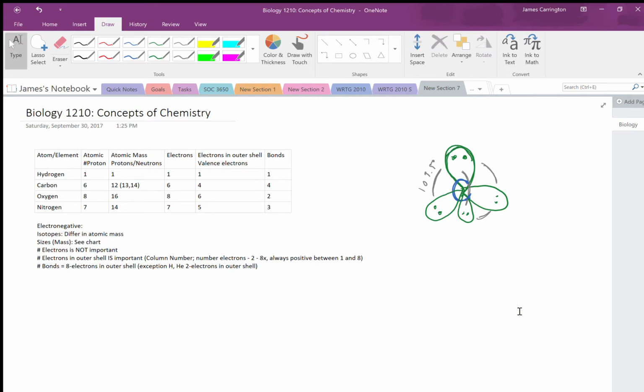Alright, and so that's kind of the shape. So if you were to put it into a pyramid, you'd have this triangle base, and then you'd go up. And so here's your pyramid, and then you'd have your electrons in each of these corners. And then you'd have your center part in the middle, and then you'd be forming bonds. Boom, boom, boom, boom.